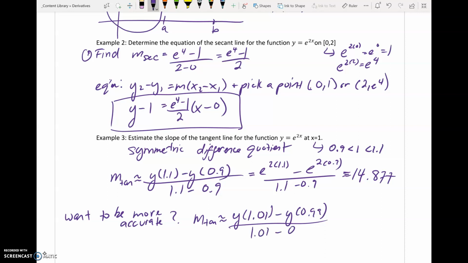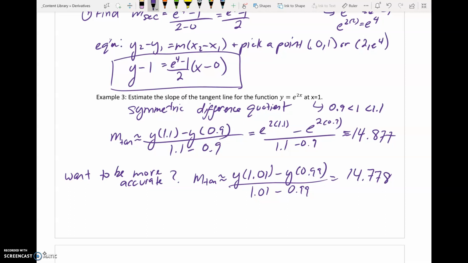And if you have done this calculation, we would have gotten 14.778. And if you want to get even closer, then you're going to add more decimal places, and eventually this would converge to a certain number of 14.7 something.